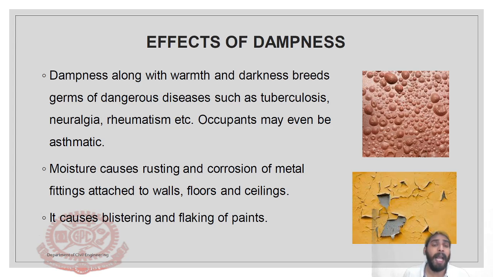Then dampness along with warmth and darkness breeds germs of dangerous diseases such as tuberculosis, neuralgia, rheumatism, etc. Occupants may even be asthmatic. If dampness is there inside a building, dampness along with warmth may promote bacteria or viruses to grow. TB may come, neuralgia may come, rheumatism may come, asthma may come. So it is very important that dampness should not be there inside a building. A building should be damp resistant.